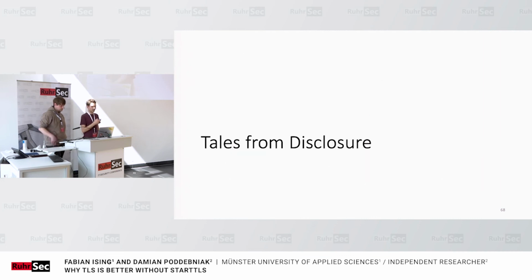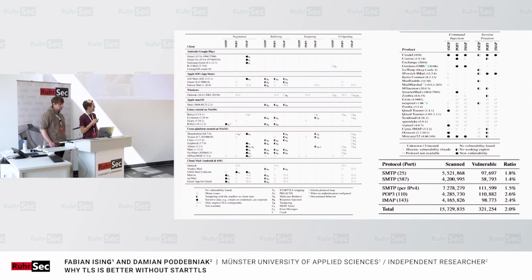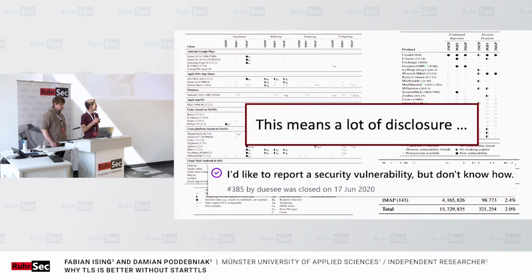Finally, I want to tell you about interesting things we learned from our disclosure. We included this part in our talk because reviewers and readers kept asking about this, and we think there's something to be learned here. Just to remind you, there were a lot of issues uncovered in clients, servers, and on the internet. Of course, this means a lot of disclosure, and disclosure is never easy. So this issue Damian posted on a GitHub repository of an open source mail library is pretty representative for disclosure: I'd like to report a security vulnerability, but I don't know how.